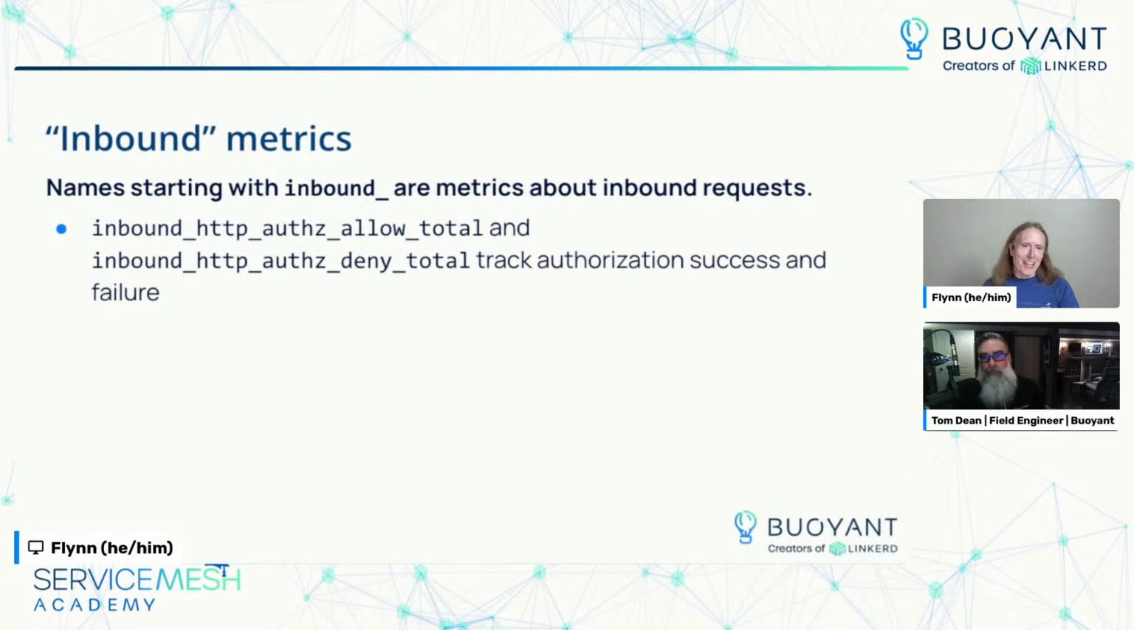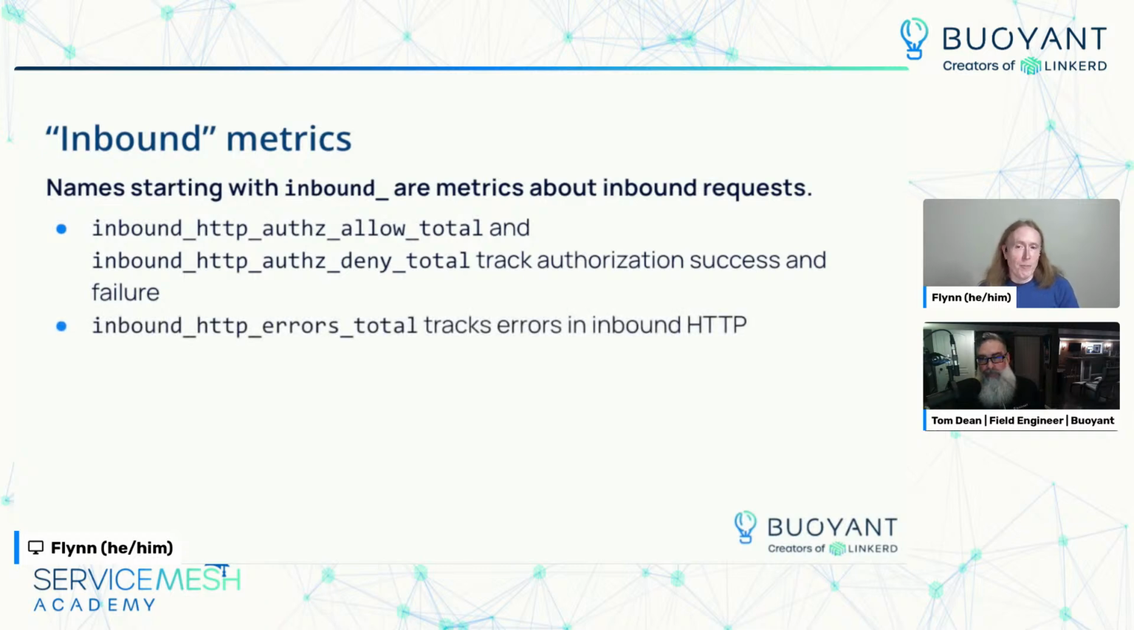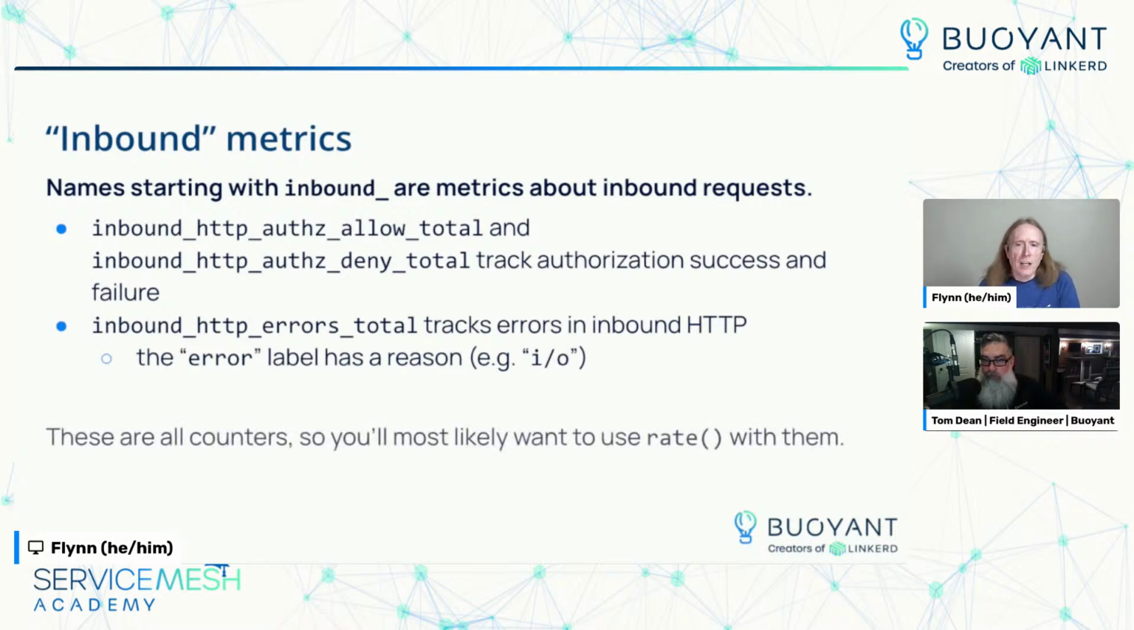The most interesting to me are absolutely inbound HTTP auth allow total and auth deny total, because they track authorization successes and failures. There's also an inbound HTTP errors total metric that tracks weird errors in HTTP. It will have a label called error, which will give you a reason like IO, or what was the other one I saw? I don't remember. Anyway, that gives you a way that you could start looking at stuff like, hey, is my network just completely dropping things on the floor or whatever? Am I getting weird HTTP errors? These are all counters, which means that you're probably going to end up using rate functions on them.